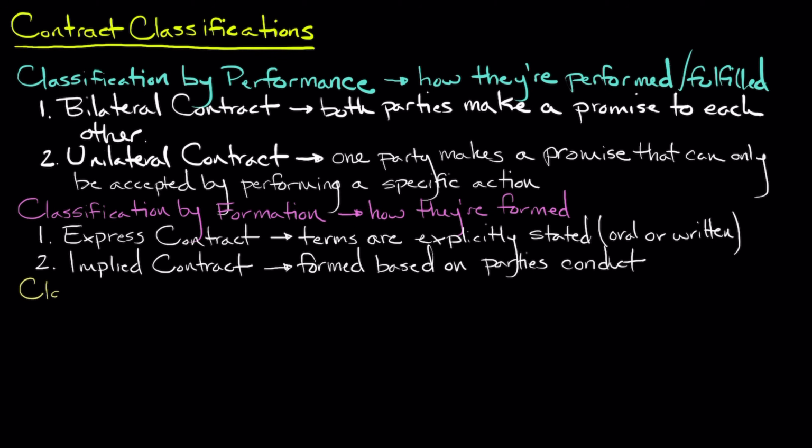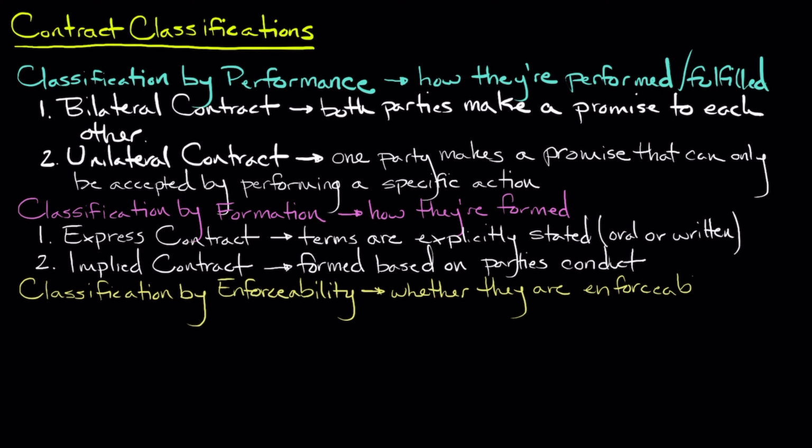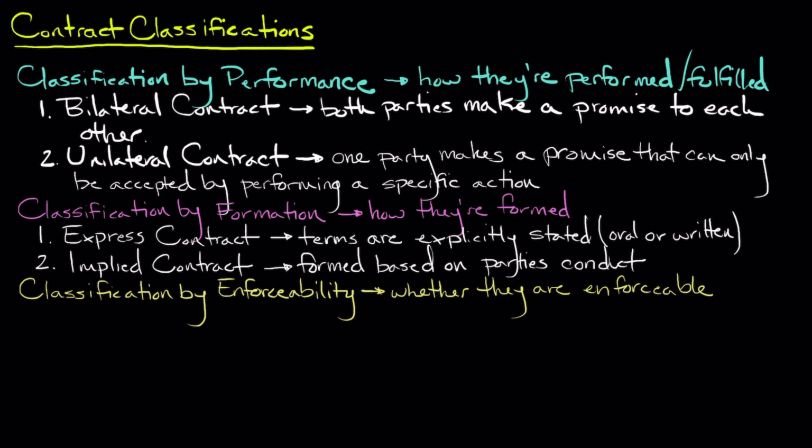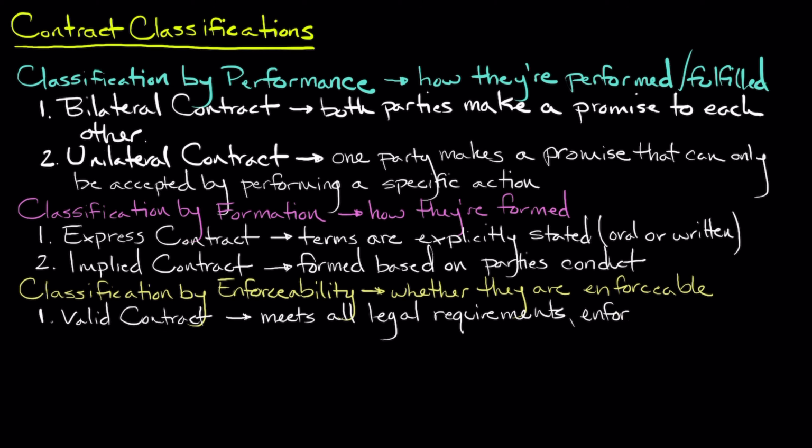Contracts can also be classified based on their enforceability under the law. Now, there are four primary classifications here, including valid, void, unenforceable, and voidable contracts. Now, these categories are extremely important because they determine the legal enforceability of a contract. Now, a valid contract meets all the legal requirements and is enforceable by law. It contains all of the essential elements such as offer, acceptance, consideration, capacity, as well as legality. An example of a valid contract is when you hire a plumber to fix a leaky pipe and both parties agree on the terms and fulfill their obligations.